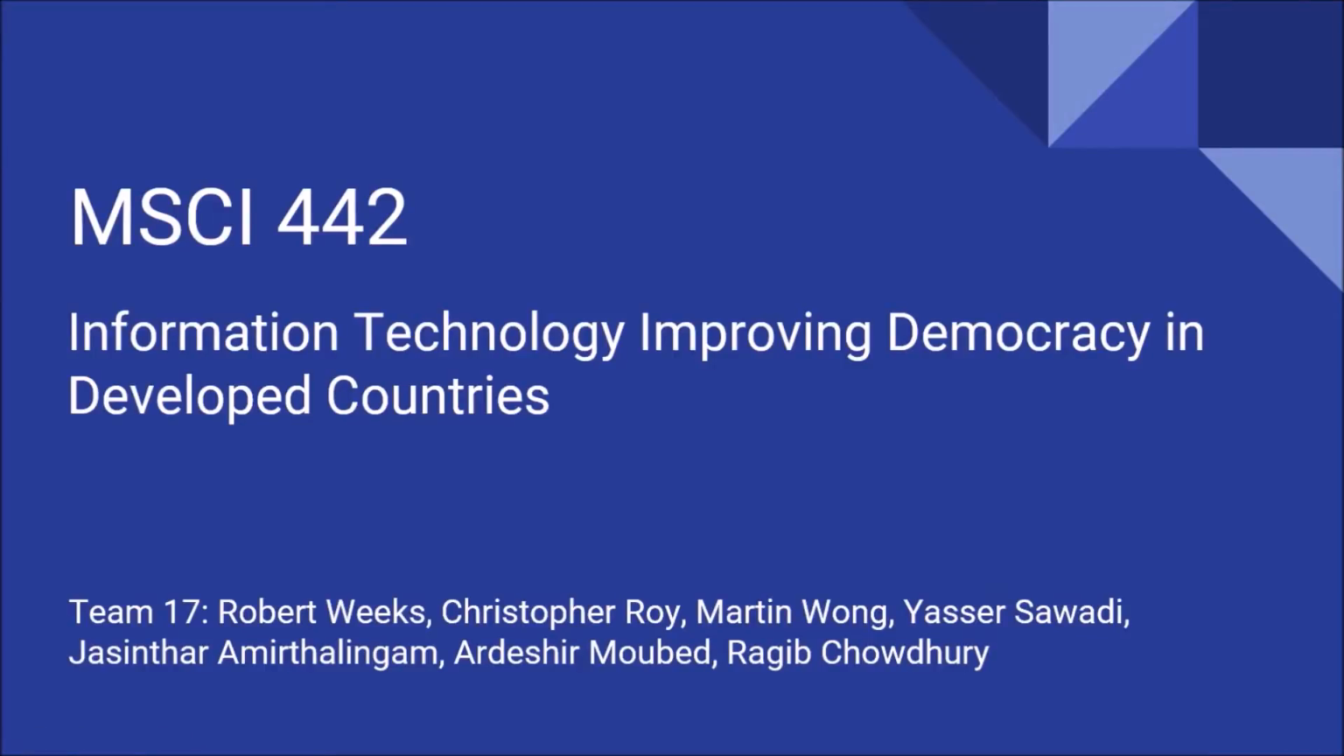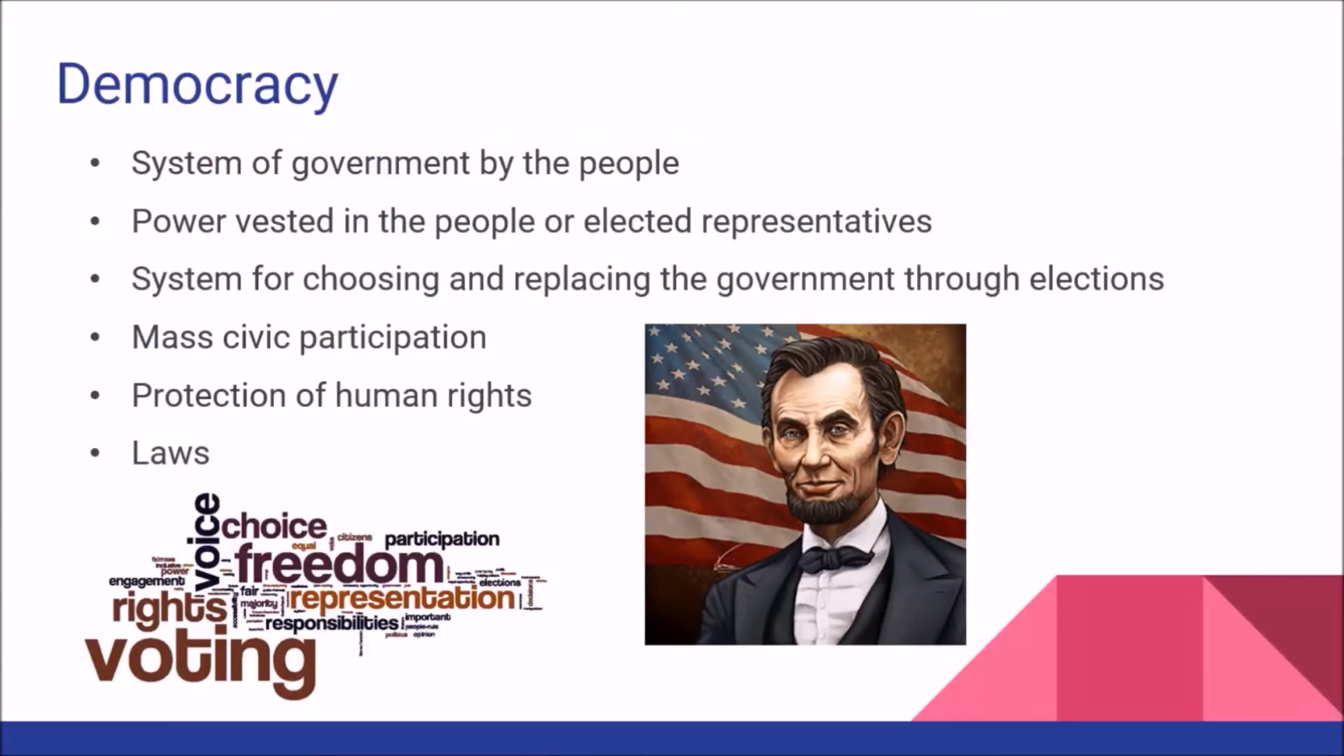We are going to present why information technology is improving democracy in developed countries. Democracy is a system of government by the people or citizens in which power is vested in the people and exercised directly by them or by their elected representatives under a free electoral system. In the words of Abraham Lincoln, democracy is a government of the people, by the people, and for the people.